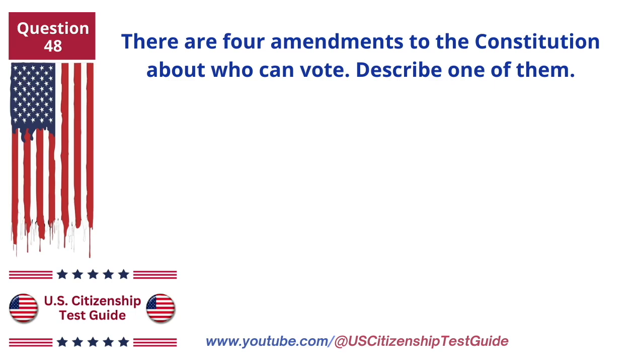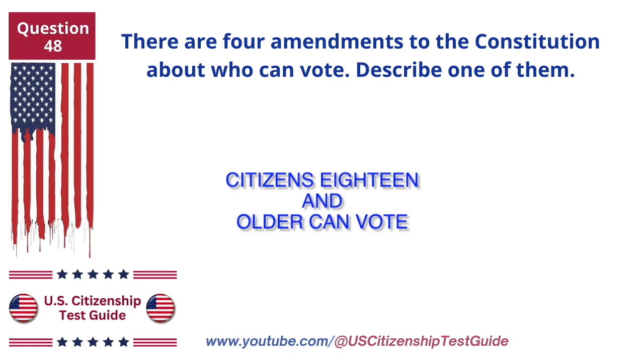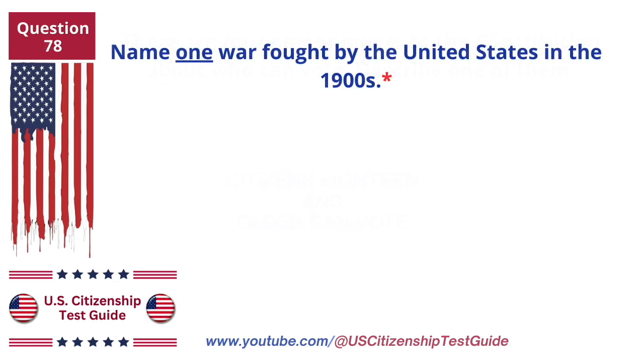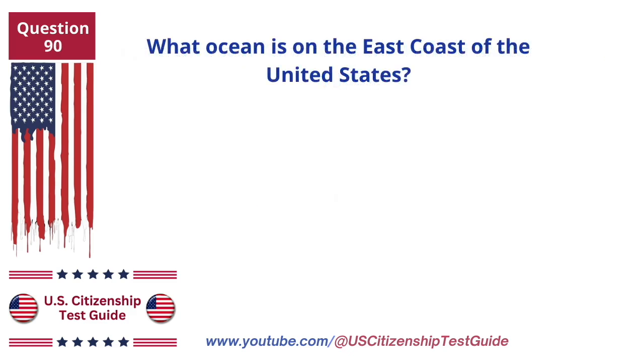There are 4 amendments to the Constitution about who can vote. Describe one of them. Citizens 18 and older can vote. Name one war fought by the United States in the 1900s. World War I. What ocean is on the east coast of the United States? Atlantic Ocean.